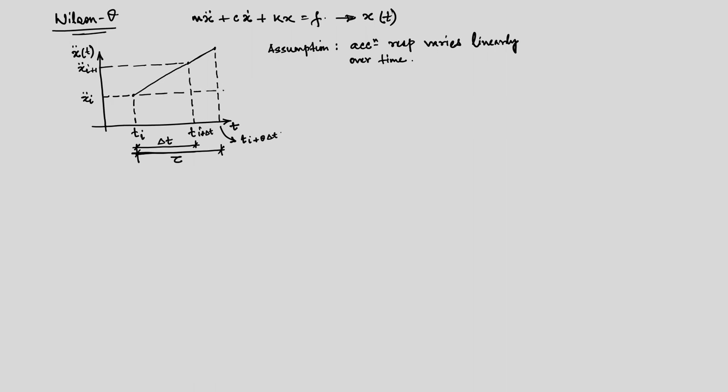Now, if we find the difference in response, we have two points. This difference is what we call delta x i double dot, and this difference is what we call delta x i double dot hat. So, that is the difference in notation. Whenever we use delta, that means the difference between i and i plus delta t, and when we put a hat, we consider theta times delta t as tau. So, tau is nothing but theta times delta t. Theta is the parameter, and that is what is reflected in the Wilson theta.